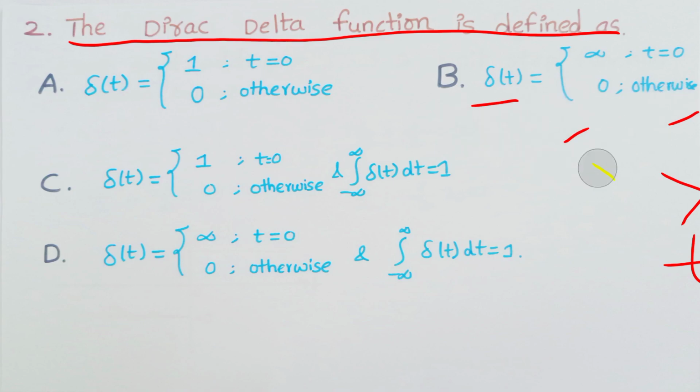Option B is also correct, but when compared to option B, option D is correct because option D satisfies two conditions of the Dirac delta function.